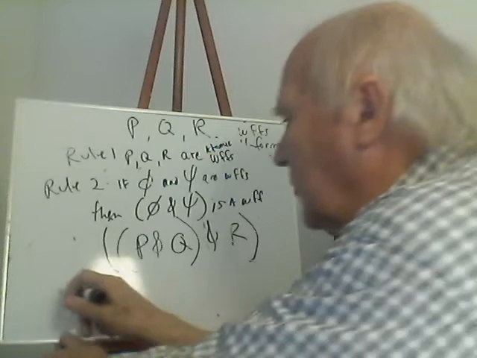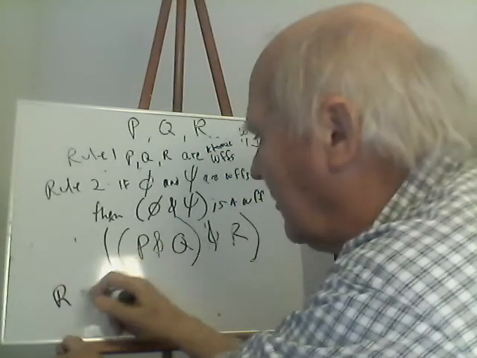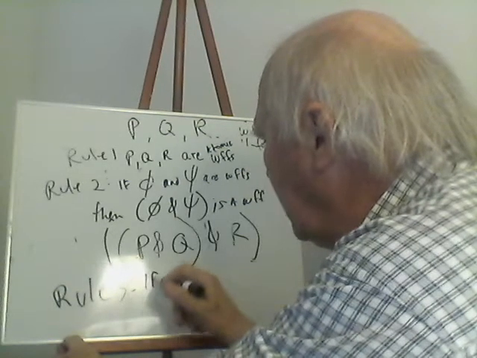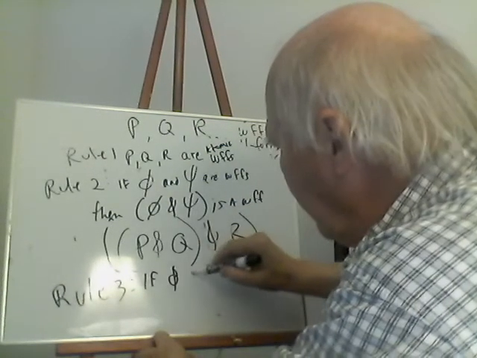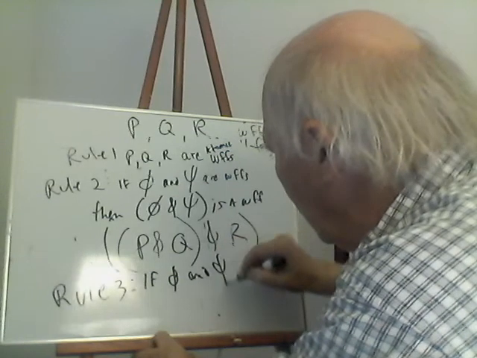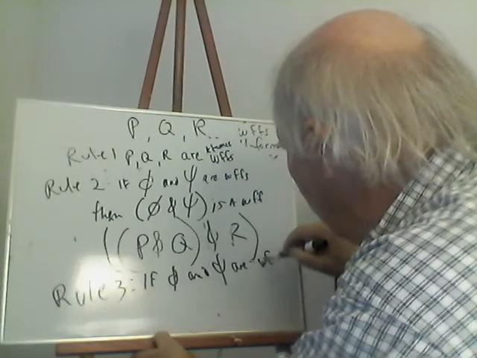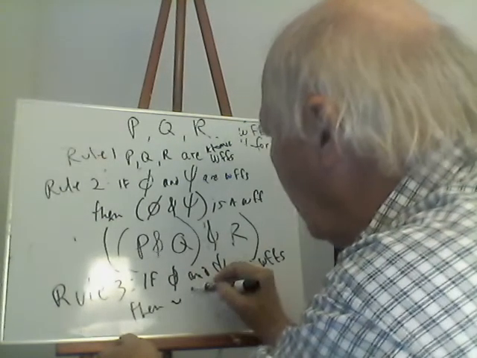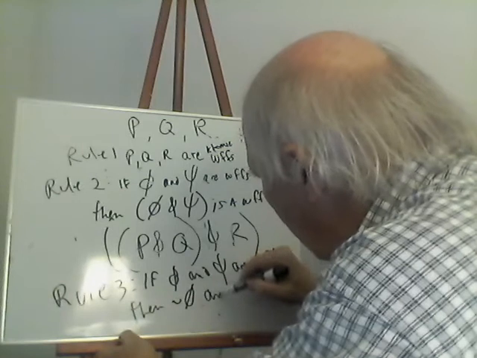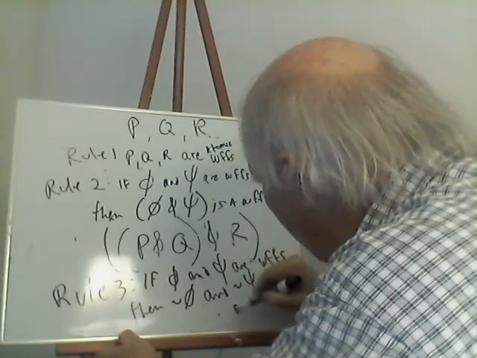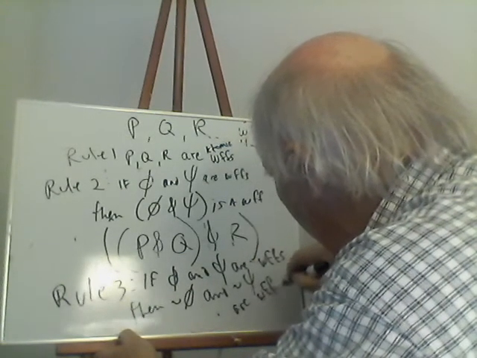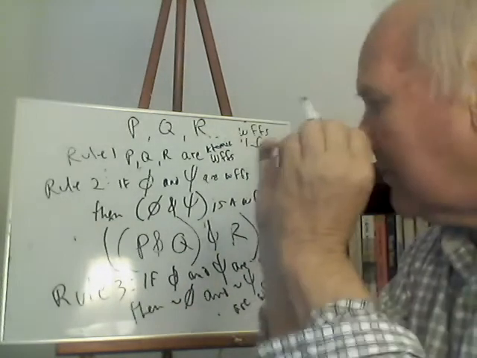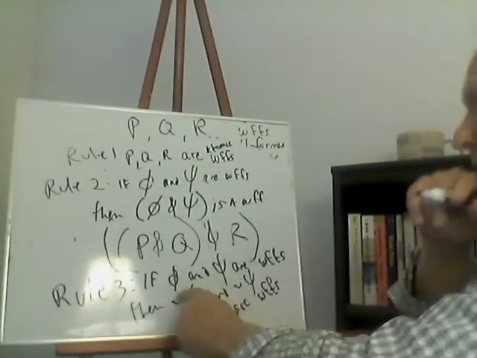Now another rule, Rule 3. Rule 3 says this: if phi and psi are WFFs, well-formed formulas or sentences, then not phi and not psi are WFFs. So you can always put a negation sign before any well-formed formula, and then you have also a WFF.